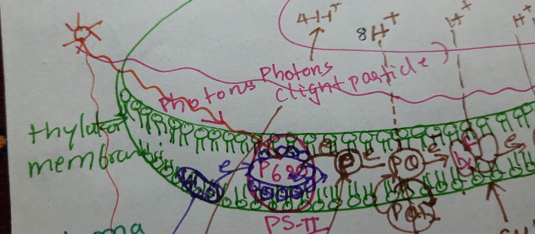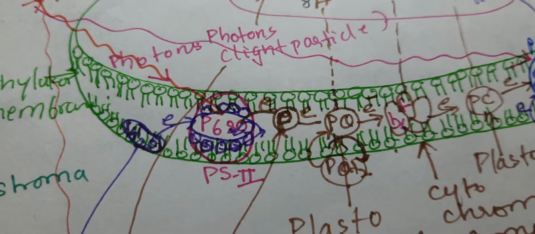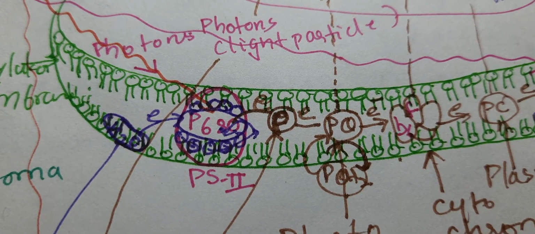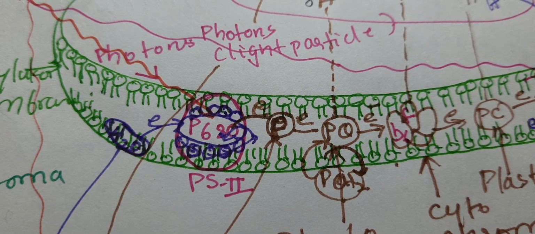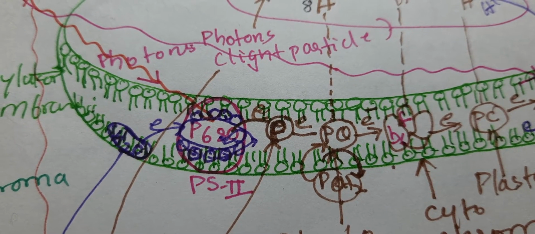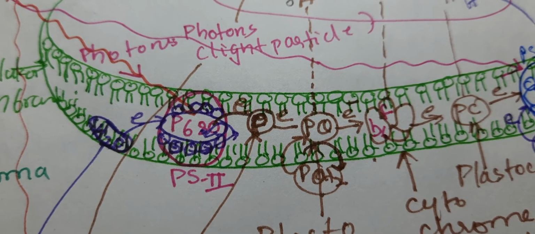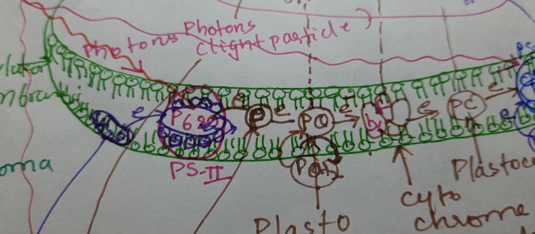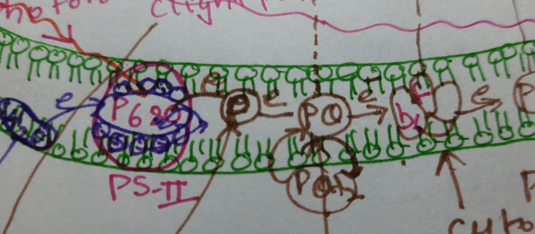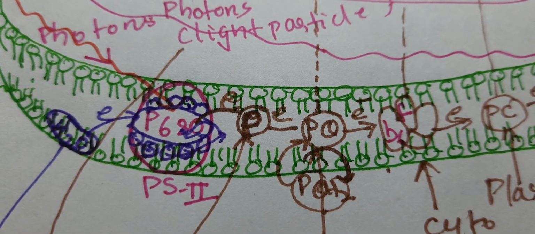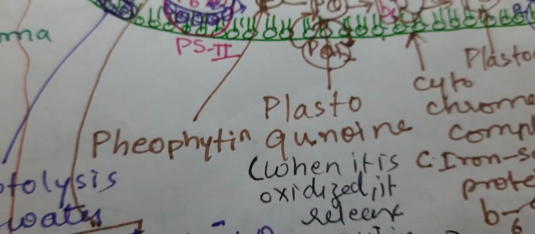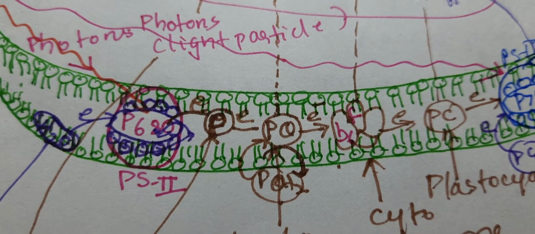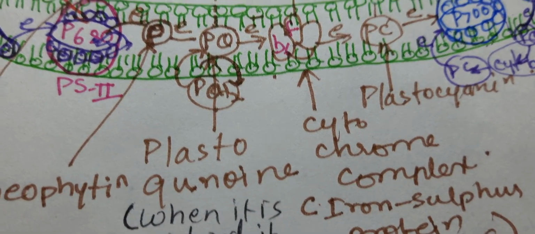The photons are there, which are the light particles. They are absorbed by P680. Whatever accessory molecules are there in P680, they absorb the photons and transfer their energy to P680. So P680 absorbs the light, and then it excites the electron. After exciting, the electron reaches pheophytin. This is the primary acceptor. After this the electron goes to plastoquinone.